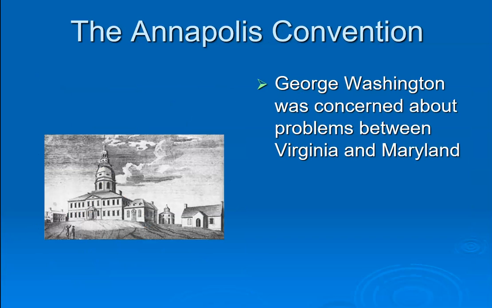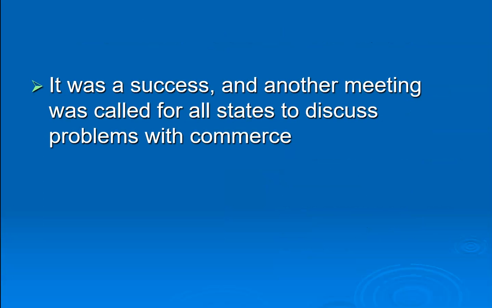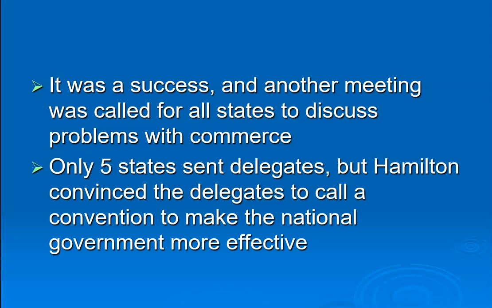Now, George Washington had been concerned about problems between Virginia and Maryland, and he invited representatives from both states to his home to discuss problems. It was a success, and another meeting was called for all the states to discuss problems with commerce. Now, only 5 states sent delegates to this meeting, but Hamilton convinced the delegates to call a convention to make the national government more effective.